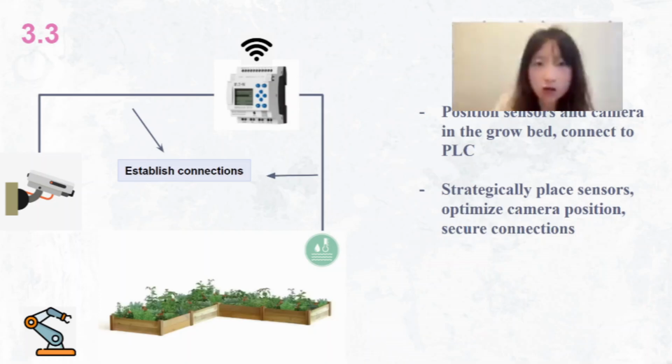Now, the next step, we need to install the robot arms. This device will help us automate the watering process and ensure that the plants get the right amount of water. This is because people often forget to water, which can easily lead to plants drying out, and this also shows the importance of AI automation.